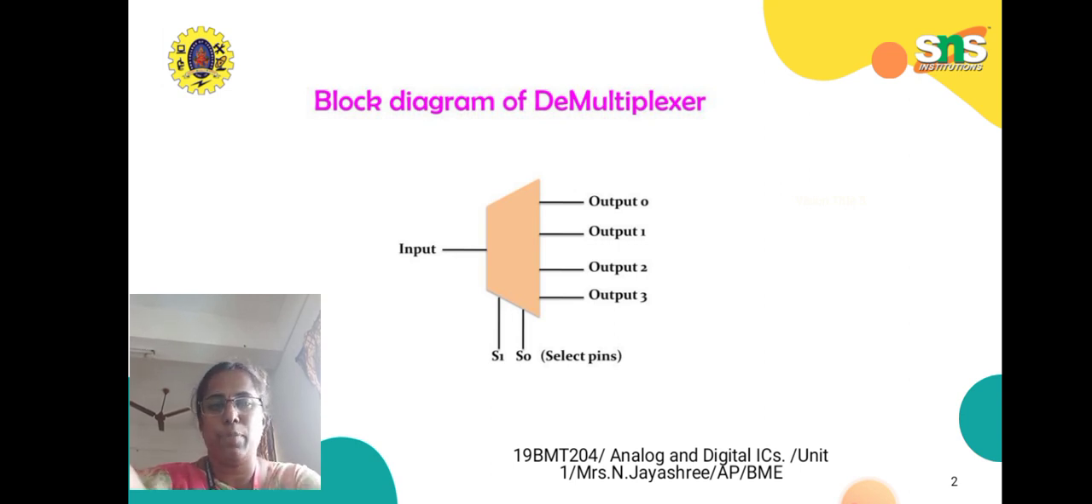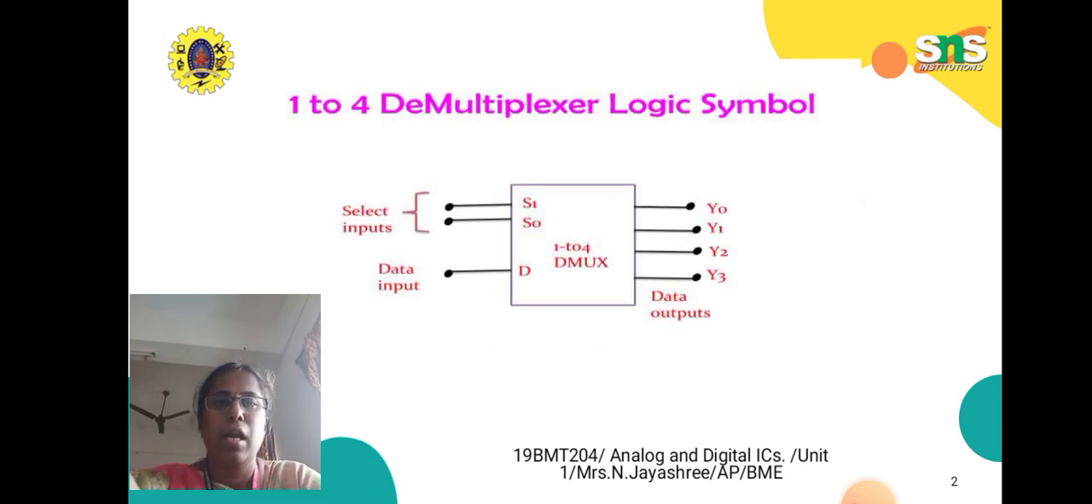This is the inverse operation. As I already told, the demultiplexer is the inverse operation of the multiplexer. It contains 1 input, 4 outputs and 2 select lines. This is the block diagram of the demultiplexer. So the demultiplexer has 1 data input, 2 select lines and 4 outputs, y0, y1, y2, y3.